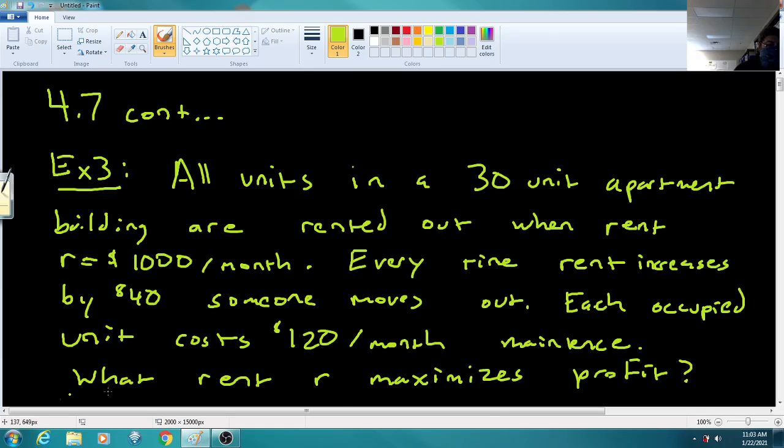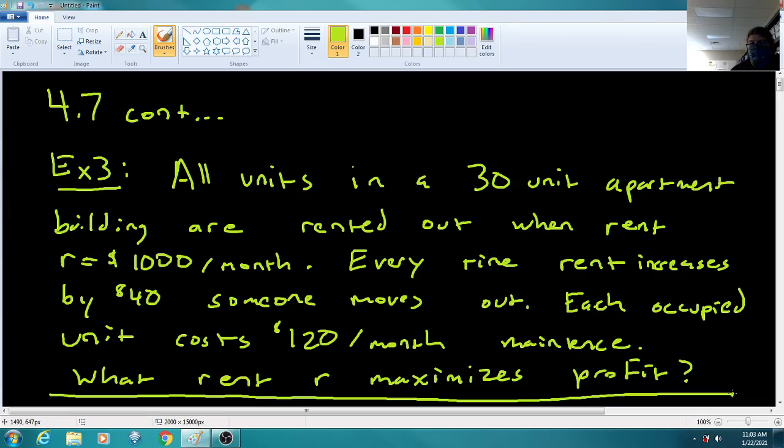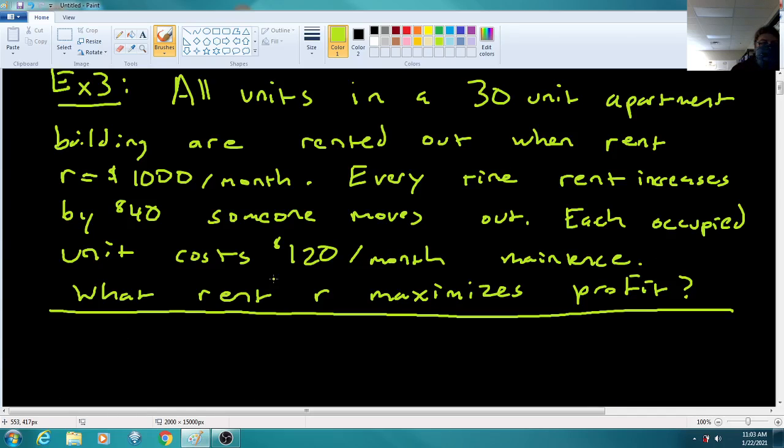So what we need to do is come up with an equation of profit in terms of rent. Then we need to come up with an interval on rent that makes sense. Then we'll find critical points, check the endpoints of the interval against the critical points, and see which yields the highest profit. So profit has to be in terms of rent. I'm going to use P for profit, R for rent.